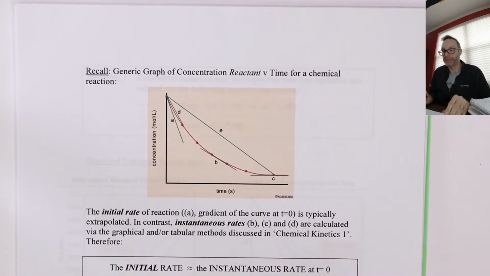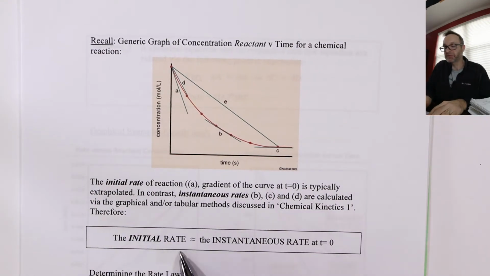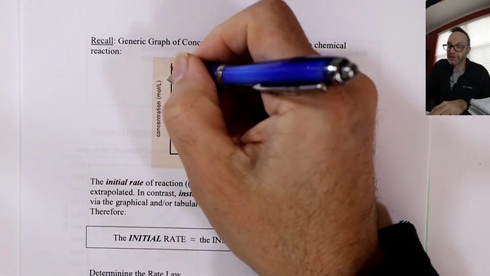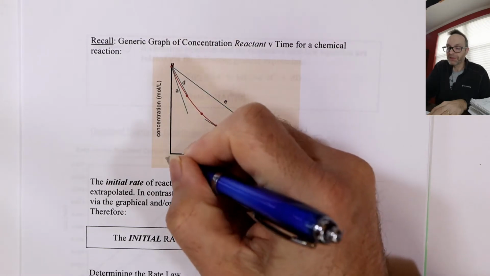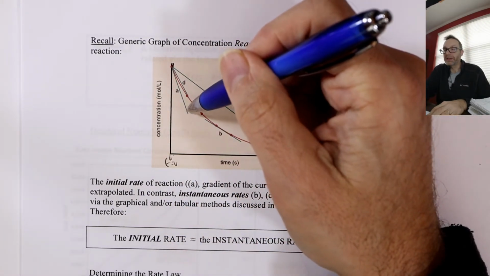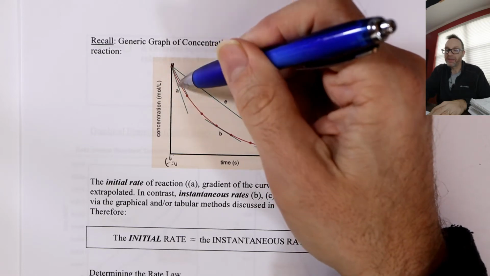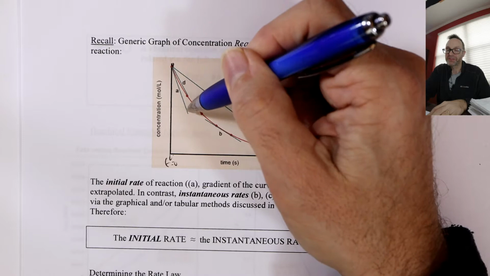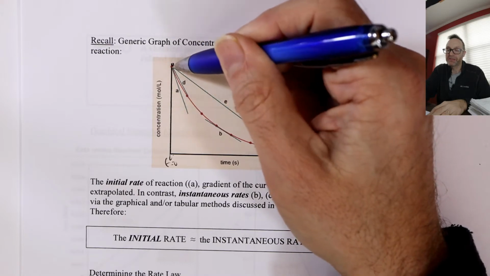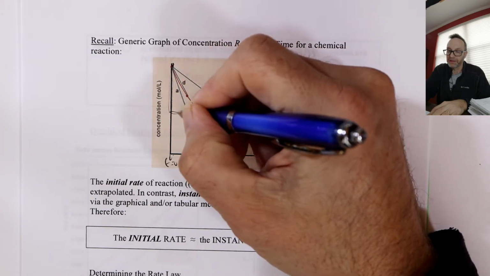Now, as you remember, the initial rate is the instantaneous rate at time equals 0. So that's here, that's t equals 0. We can use a computer or software to get the tangent, so we're extrapolating backwards and forwards, trying to get the slope. We do rise over run there.